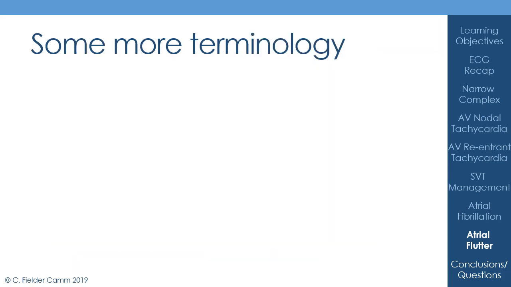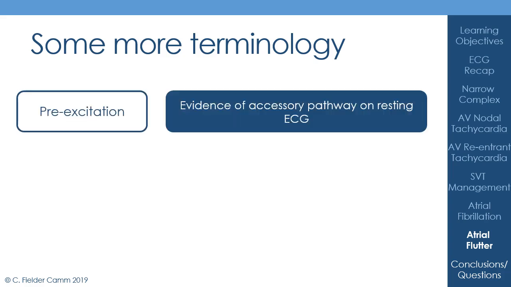So I'm just going to finish off here with a little bit more terminology. I've picked out things that I hear being used incorrectly quite frequently. So one is pre-excitation. So this is evidence of an accessory pathway on a resting ECG. So that's that shortened PR interval with the delta wave. And so that, if you see that, that's pre-excitation.